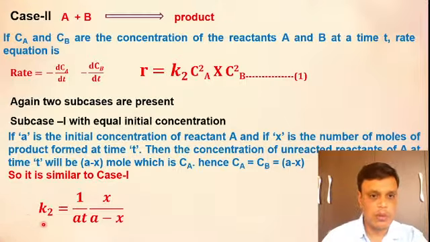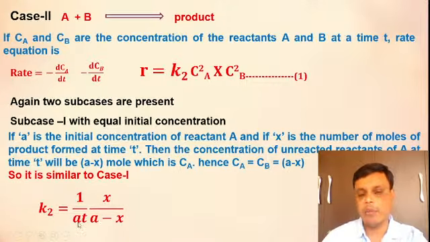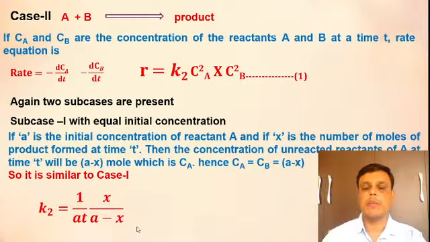Subcase 1 is similar to case 1, and after solving we will get this equation: K2 is equal to 1 by at into x by a minus x. So subcase 1 is over.